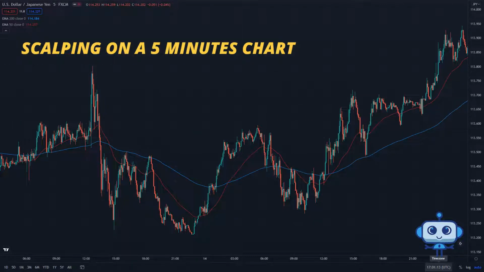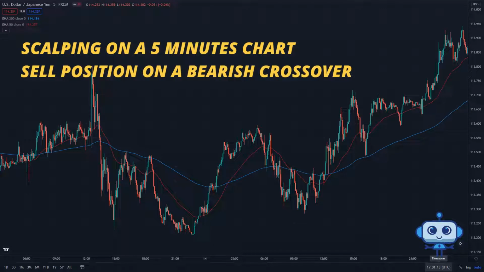Similarly, we will take a sell position when the moving averages indicate a bearish crossover, or in other words, the short period moving average crosses below the long period moving average. The stop loss for this trade will be above the 50 period moving average, and the take profit will be double the size of your stop loss.